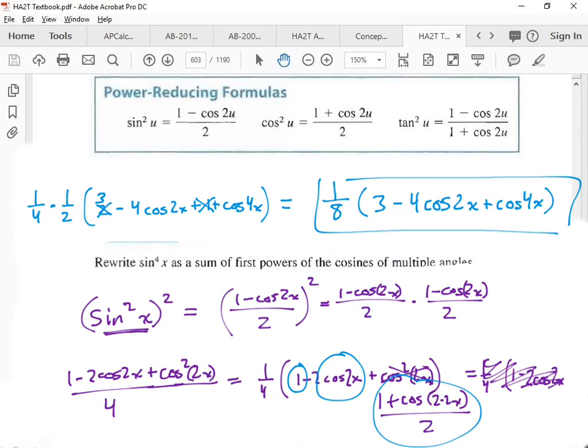It says, write this as a sum of first powers of cosines and multiple angles. So here's cosines, and there's multiple angles inside. So this is almost like a trig identity. You know how you have to do all that work to try to simplify it or make it look like the other side? It's almost like that, but we're using formulas instead. Well, I guess it's a weird thing to say, but yeah, they're all formulas.